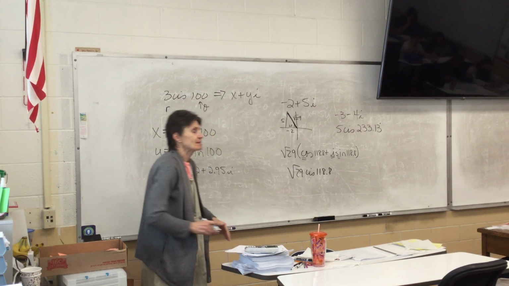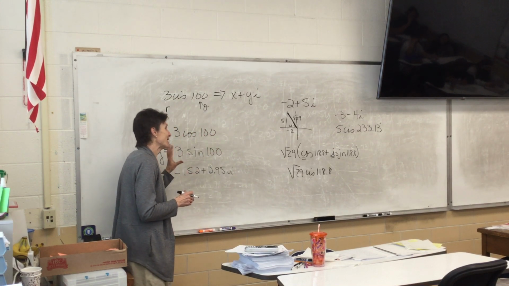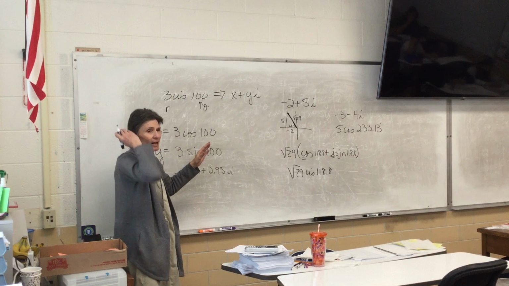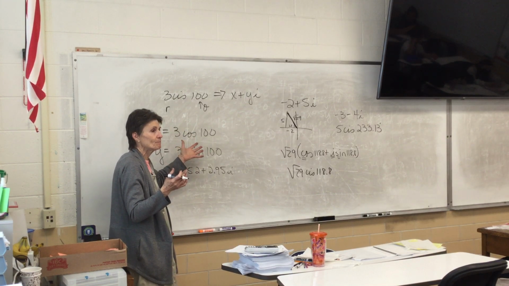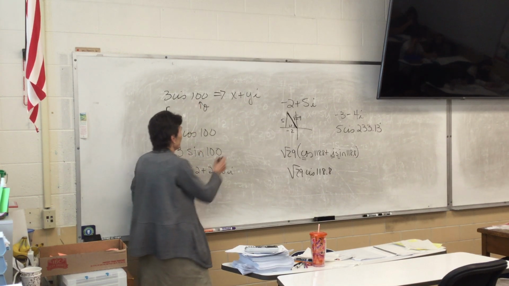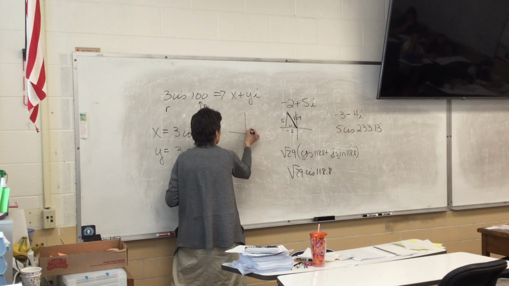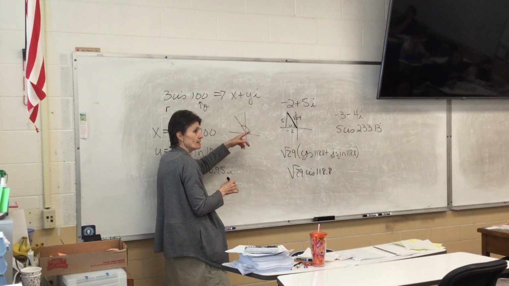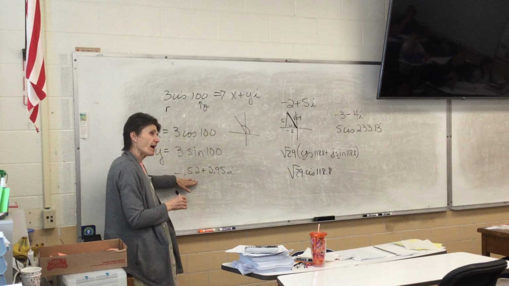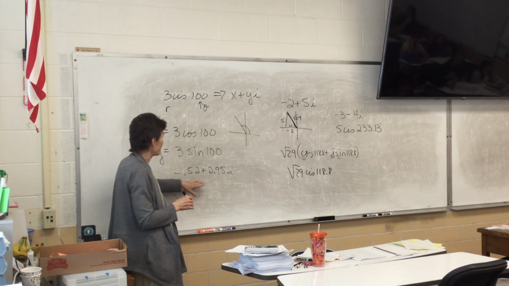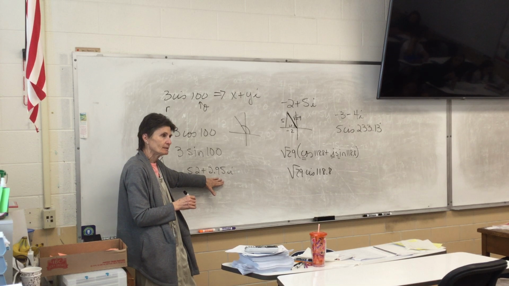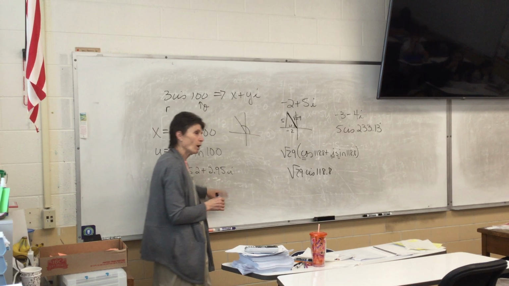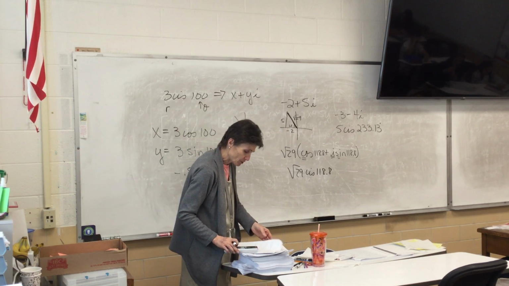I want you to think about something as you do this. You're probably never going to miss one of these problems, at least I hope you don't, because you just type it in. But if I plot 100 degrees in standard position, isn't it over here like this? Does it make sense that your x part came out negative and your y part came out positive? Yeah, because you're in quadrant 2. 100 degrees is in quadrant 2.